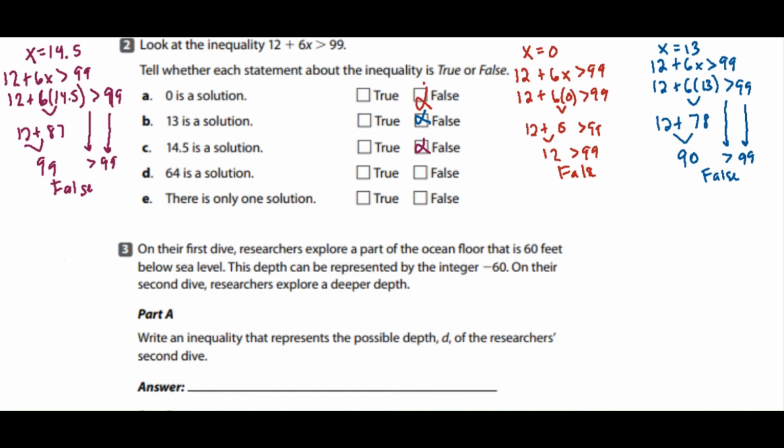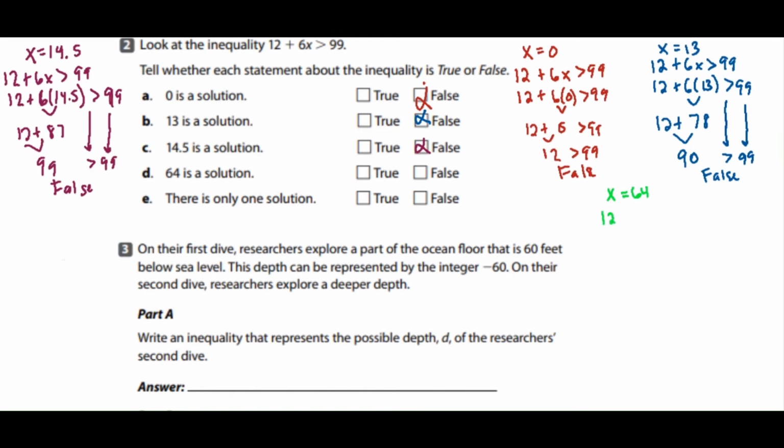Now I want to see if 64 is a solution. So let's check with 64. I'll do that one in green because that's definitely going to be a solution. Because when you multiply 64 times 6, it's going to already be higher than 99, because 64 two times is higher than 99. So I know 64 times 6 is going to take us higher. But let's go ahead and prove it. So let's see, x is equal to 64 in this case. I'm going to go ahead and substitute.